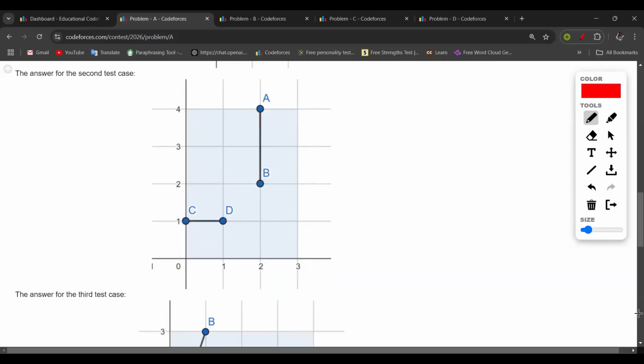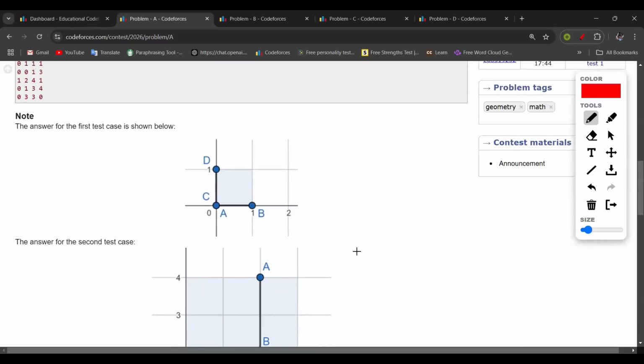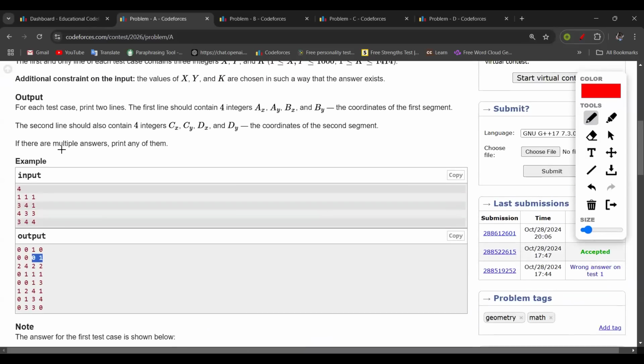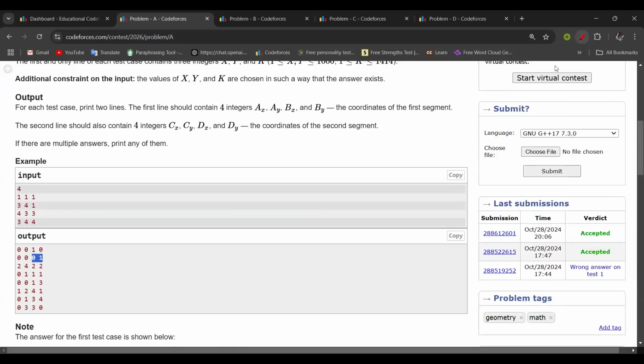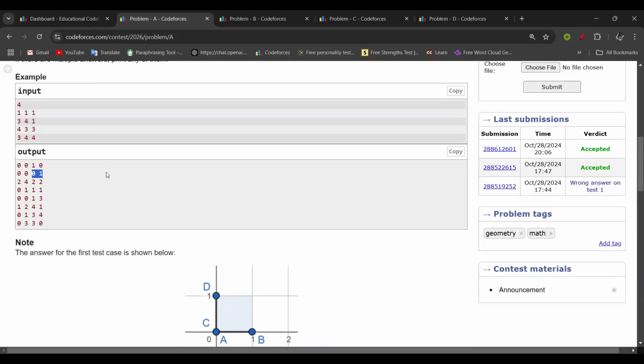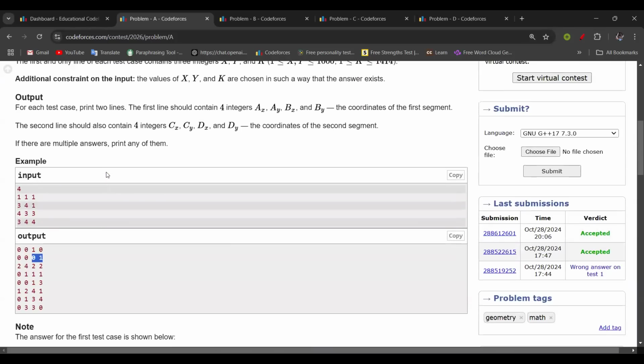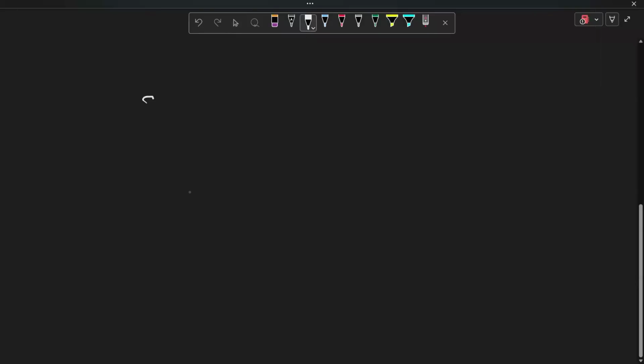So we can just print any answer. There can be multiple answers, just print any of them. So basically what would you do here? You can see we are given x, y, and k.